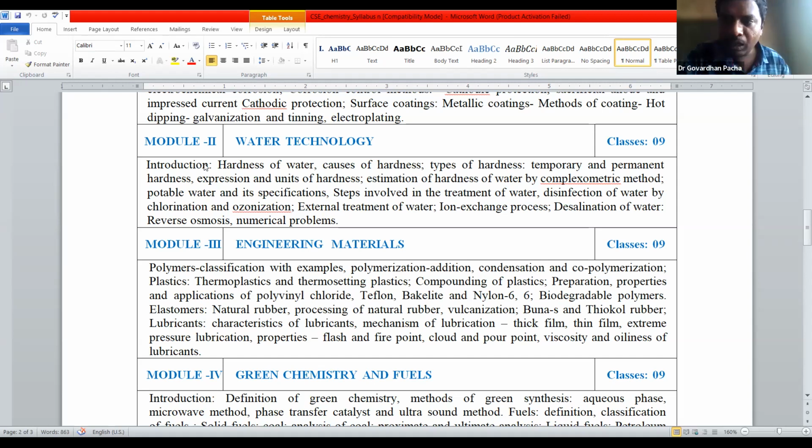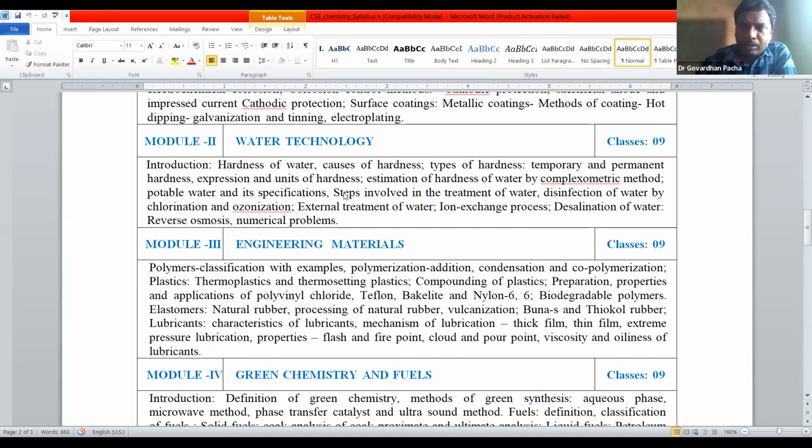Already in the offline classes, we dictated the numerical problems and we know how to determine the hardness of the water, even when salts are given, by using titrimetric analysis with EDTA. Totally 7 problems are there. I already discussed those problems in the offline classes. Okay, ma? Now this is about the module 2 syllabus.